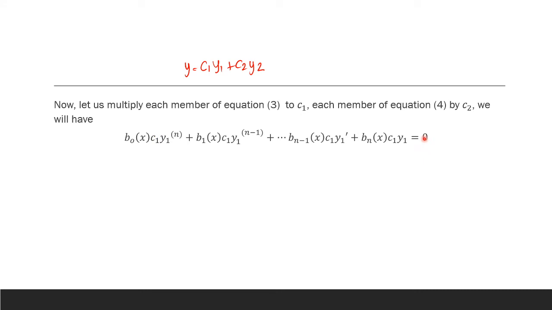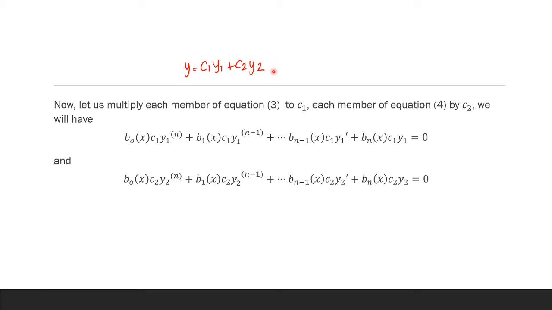Hindi ko na isa-isahin. And then, another equation, yung c2, minultiply mo sa equation 4, we'll have this equation. Now, kung mapapansin natin, in these two equations, maraming similar. Kumbaga, we have itong b sub 0 of x, b sub 0 of x, parehas lang yan, and so on and so forth. Now, since both of these equations are equal to 0, ang pwede rin natin gawin, class, is i-add natin sila.